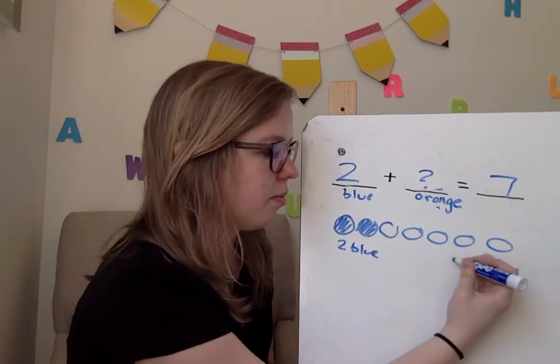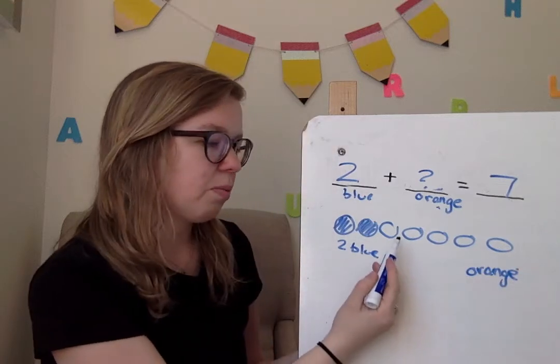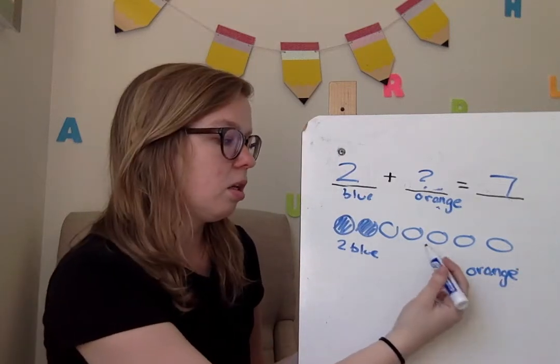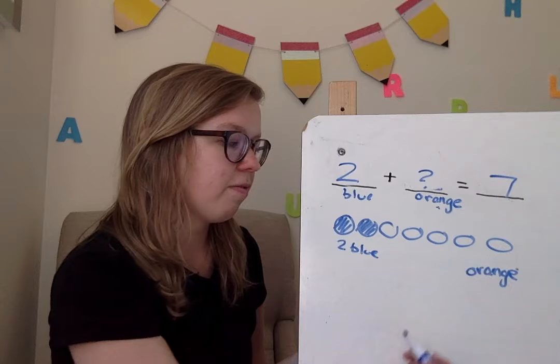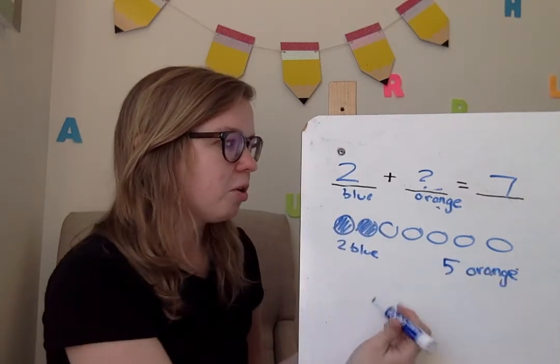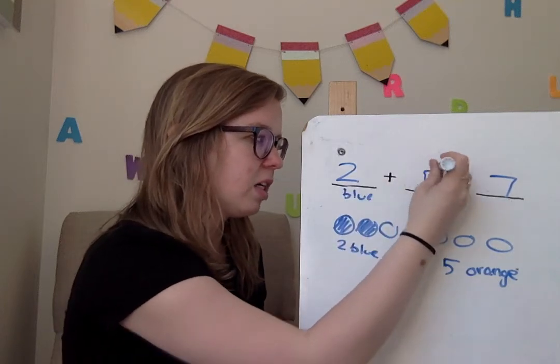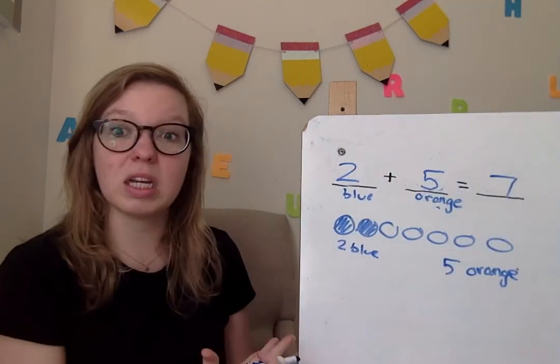Now I can figure out how many orange there are. So the orange ones we can count. So 1, 2, 3, 4, 5. 5 orange. So we can double check our work if we know there's 2 blue and 5 orange to make sure that it equals 7 and we did it correctly.